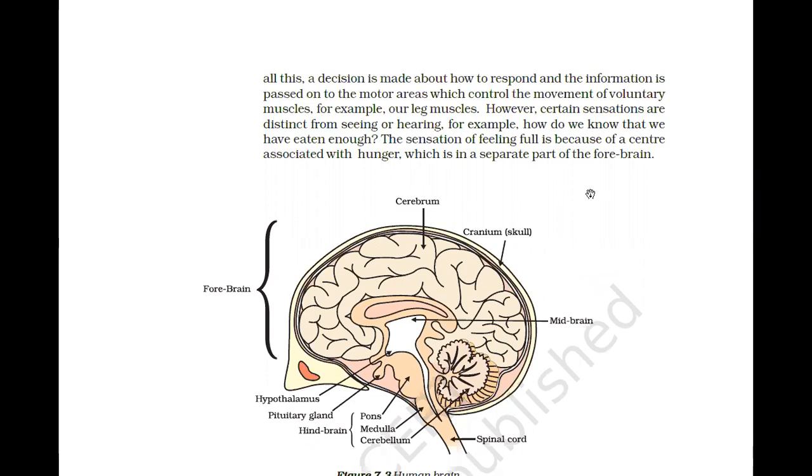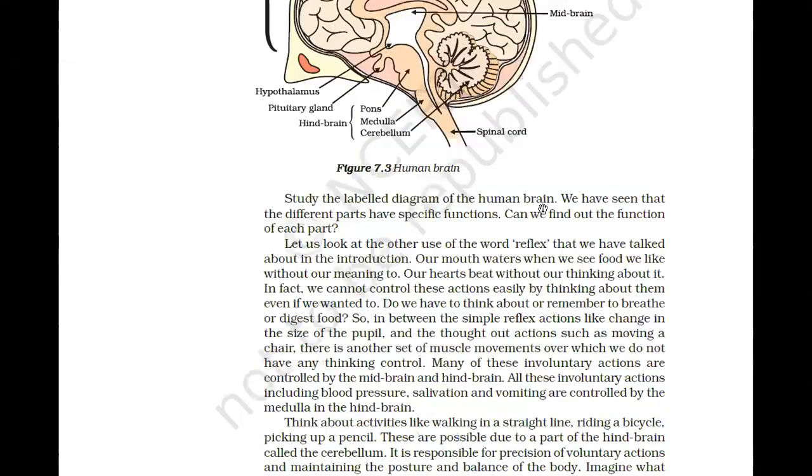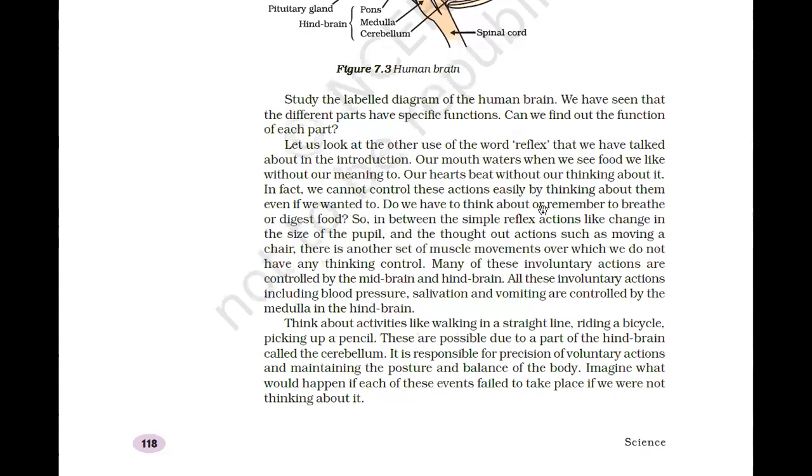However, certain sensations are distinct from seeing or hearing. For example, how do we know that we have eaten enough? The sensation of feeling full is because of a center associated with hunger, which is in a separate part of the forebrain. Study the labeled diagram of the human brain. We have seen that different parts have specific functions. Can we find out the function of each part?